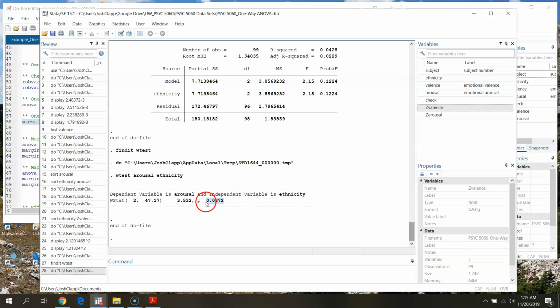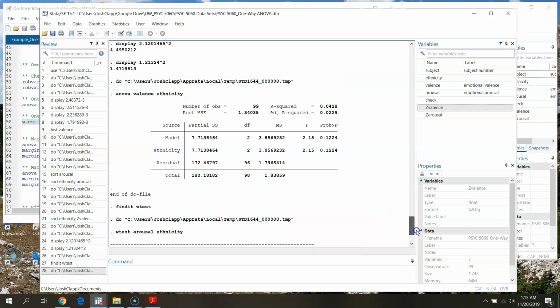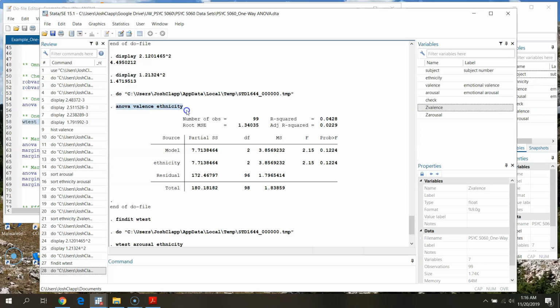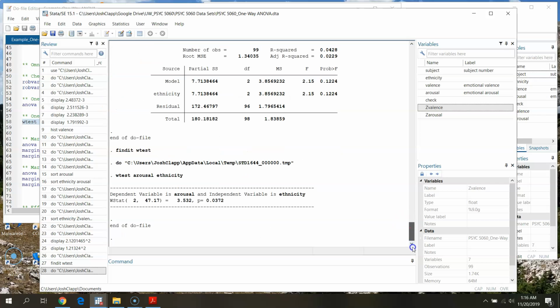Now remember, this is just our omnibus test. It's just saying that at least one of these population means may differ from another population mean. Our omnibus test doesn't tell us where that is exactly, but it's at least saying there's maybe something to check out further within the context of emotional arousal. So for valence, we just use our regular old ANOVA command because we didn't have a violation of homogeneity of variance. For arousal, we're going to use a robust analysis given violations of homogeneity of variance.